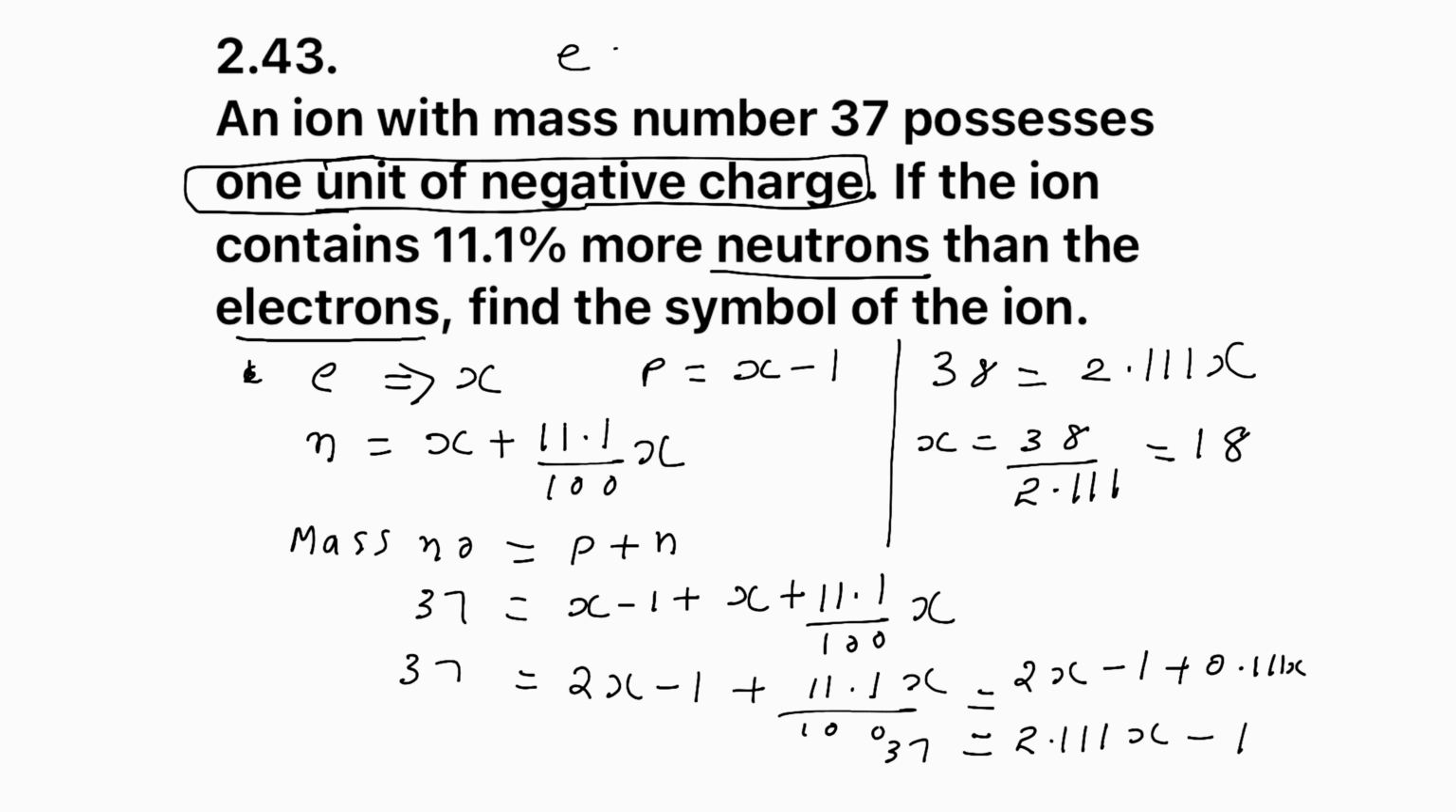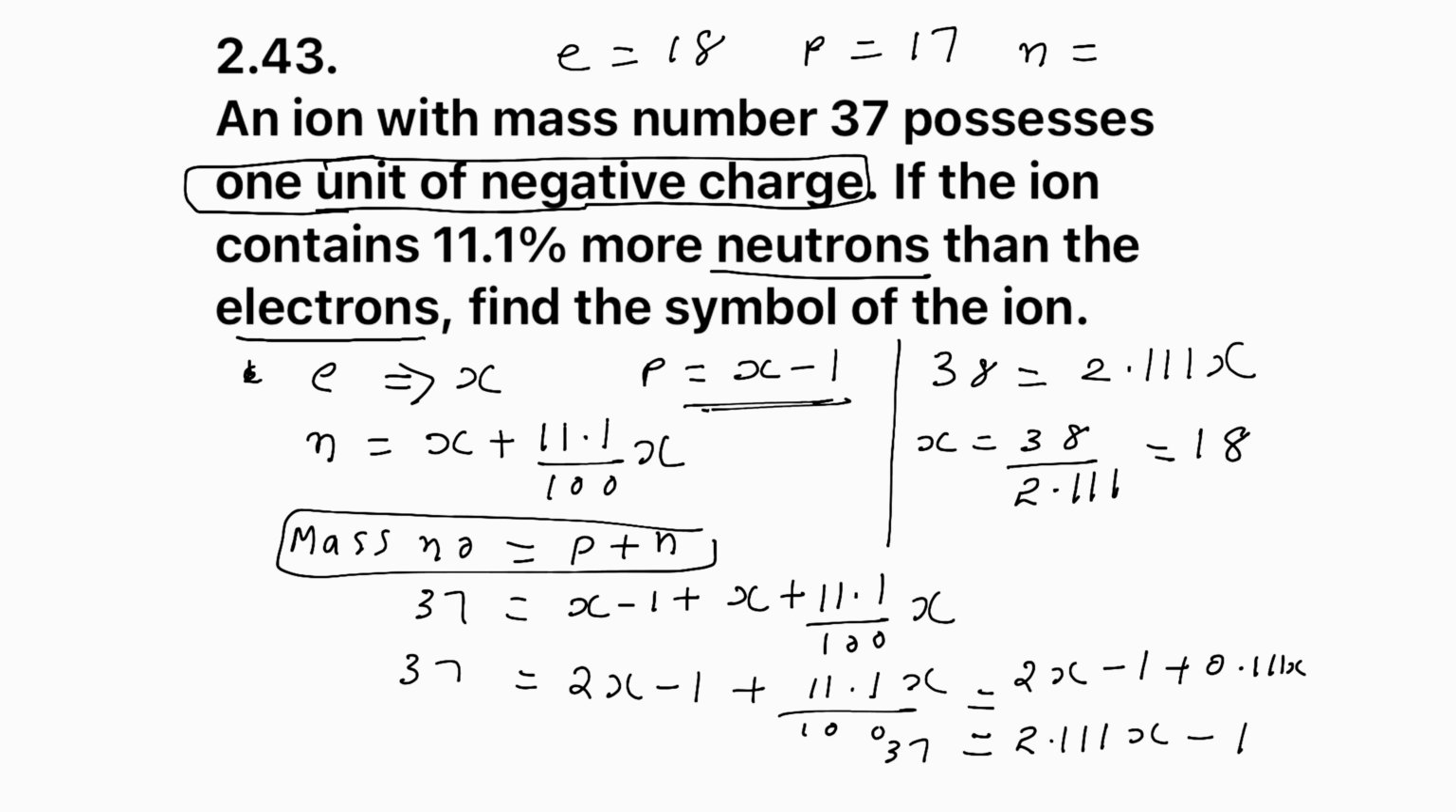So the electron number is what? 18. Proton number is what? 18 minus 1. What is that? 17. And neutron number is what? See, use this equation. Mass number minus proton number. Mass number is 37, not 81, sorry. Minus proton number, which is 17. On subtracting, you will get 18. So neutron is 18, proton is 17, and electron is 18.